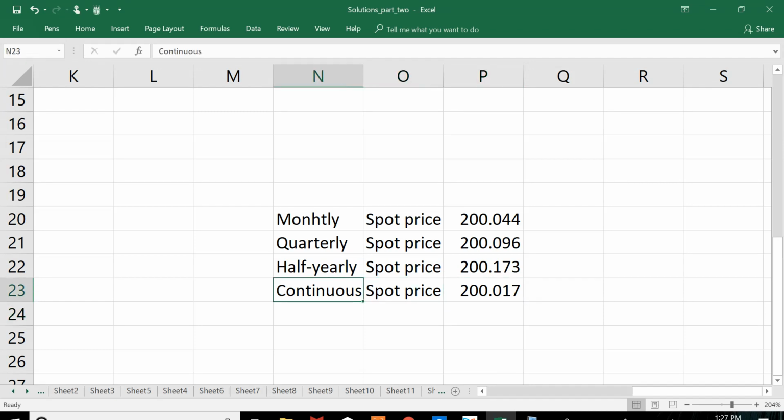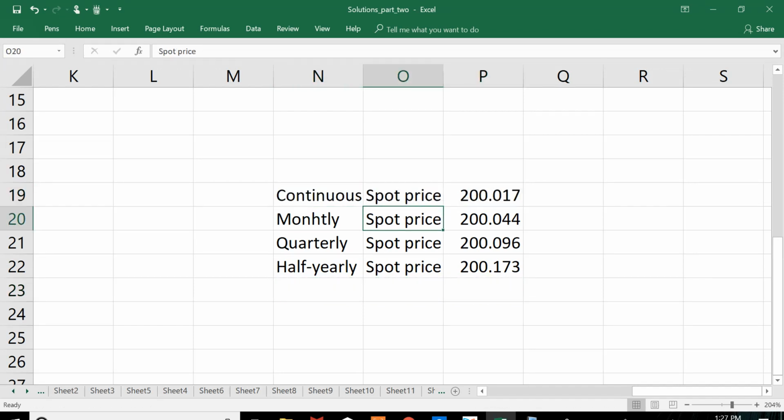So the best is having a continuous compounding, which has the lowest value. The lowest value is because the expectation in a continuous compounding is very high. Indirectly you are discounting at a higher rate. Continuous means discounting at the highest rate. Monthly is lower, quarterly is lower than that, half yearly is the lowest rate of discounting.